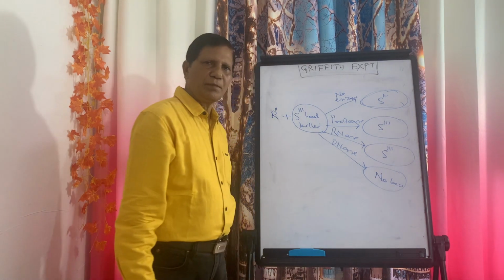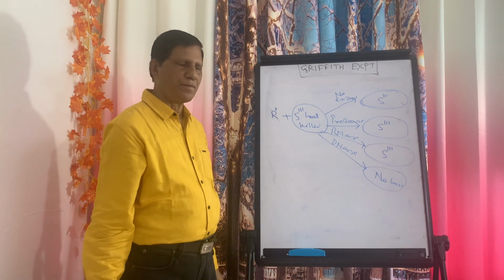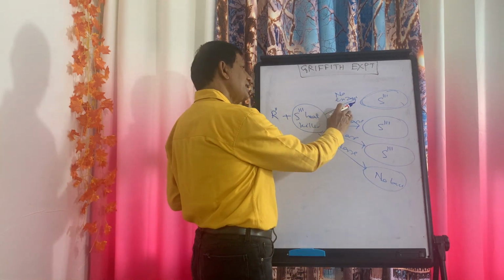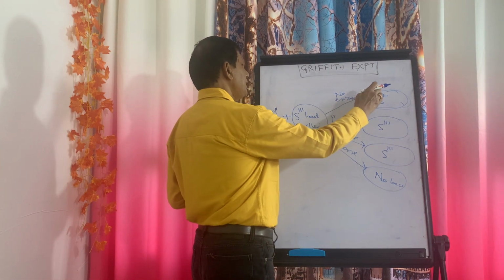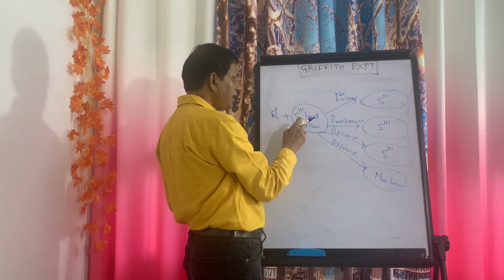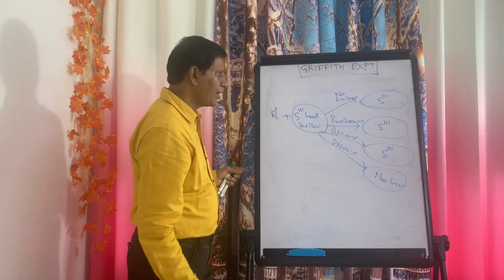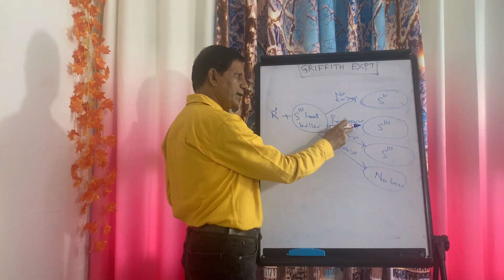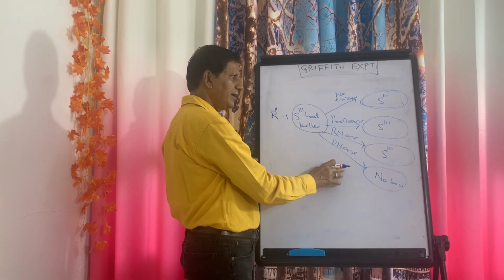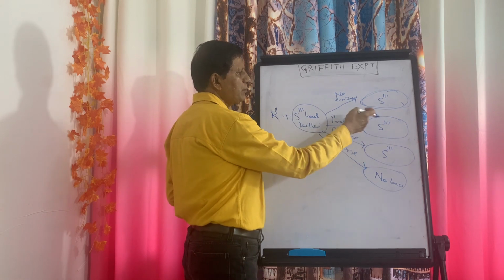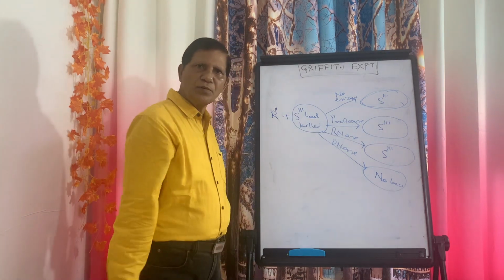So simply you observe it, you can come to the conclusion. When there is no enzyme, there is a S3. That means this heat kill form is transforming the R2 into S3 type. When there is no protein, but RNA and DNA are there, again the same thing is happening, transformation is taking place, that means proteins have no role.